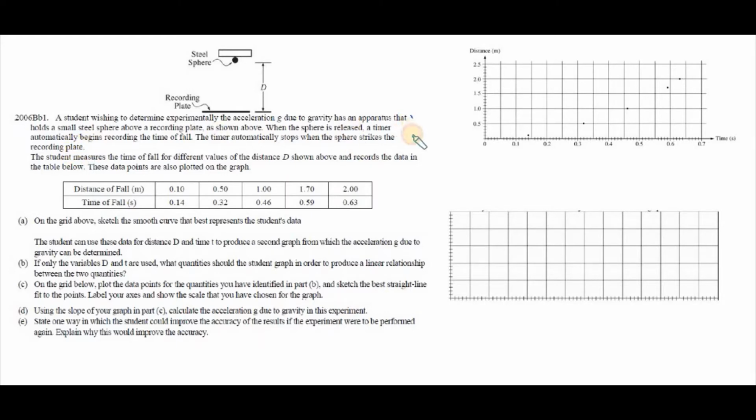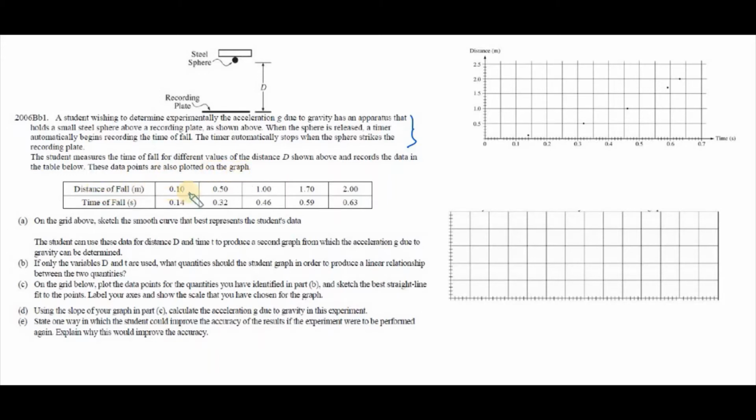So the conclusion of this section is, whenever the sphere is detached, the timer begins, and when it is in contact with the recording plate, the timer gets stopped. So basically the duration of the fall of this object is measured here. Now the student measures the time of fall for different values of the distance d shown above and records the data in the table below. The data points are also plotted on the graph.